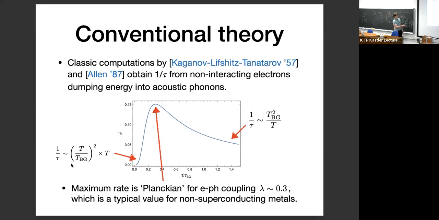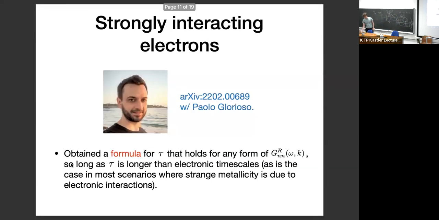And so there's a maximum, and curiously enough, if the electron-phonon coupling is this value, which is a typical value in a non-superconducting metal, this maximum is actually this Planckian scale. All right, so as a first, very good. So we will rewrite this in a second.